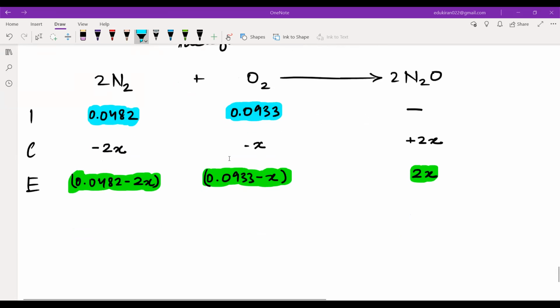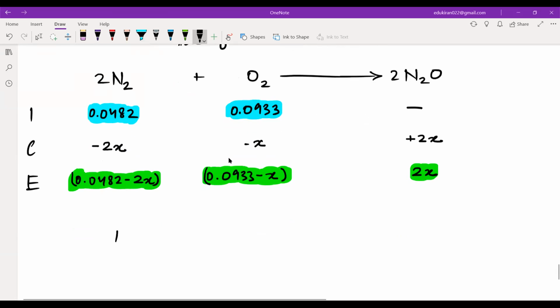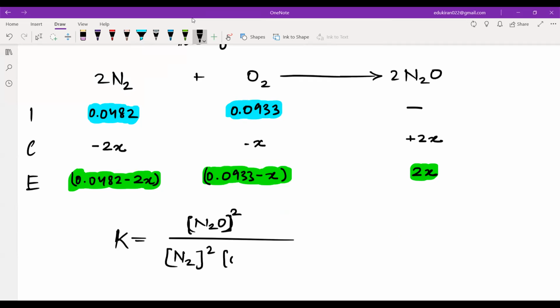Okay. Now I can write the equilibrium constant. It is equal to the concentration of N2O to the power 2 divided by N2 to the power 2 and O2. Can I write this much? Yes or no? Yes, sir. Now you tell me what is the equilibrium concentration of N2O? 2x square. Yeah, x square, yeah, right.